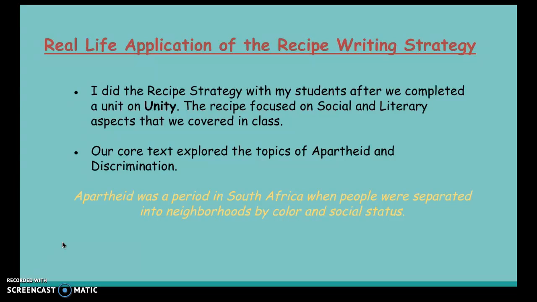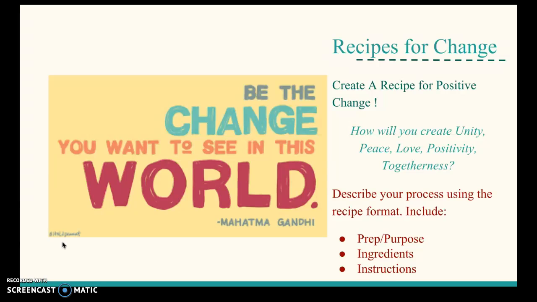We were talking about apartheid, and that is a period in South Africa where people were separated by their race and by their social status and economic status. So there's a lot of separation. And with that, we talked about the changes that we would have brought to South Africa at this time. So I asked my students to create a recipe for change. And this was one of the slides that I showed them.